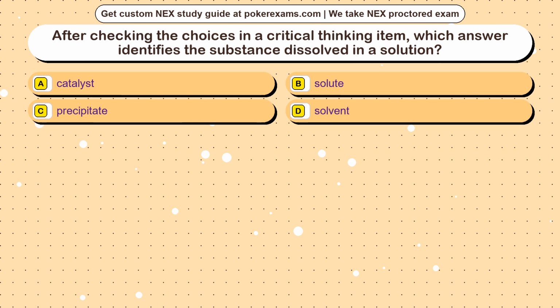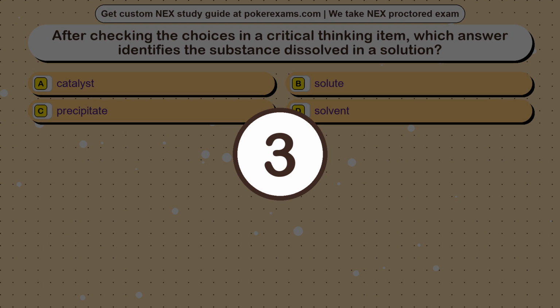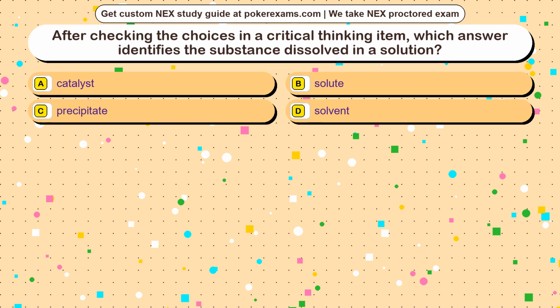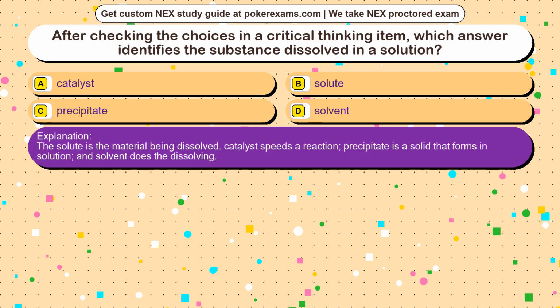Question 3. After checking the choices in a critical thinking item, which answer identifies the substance dissolved in a solution? Option A, catalyst. Option B, solute. Option C, precipitate. Option D, solvent. The correct answer is option. The solute is the material being dissolved. Catalyst speeds a reaction, precipitate is a solid that forms in solution, and solvent does the dissolving.